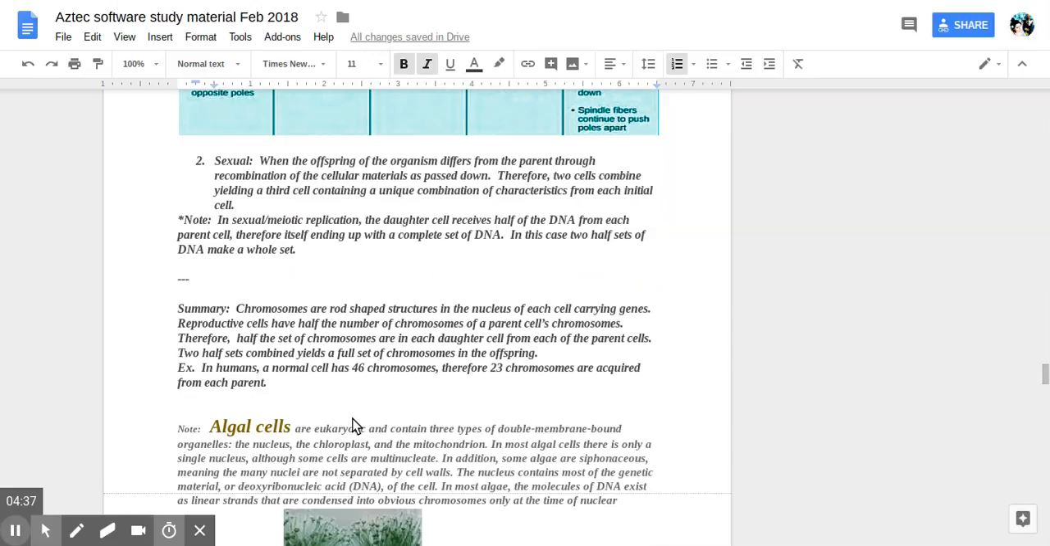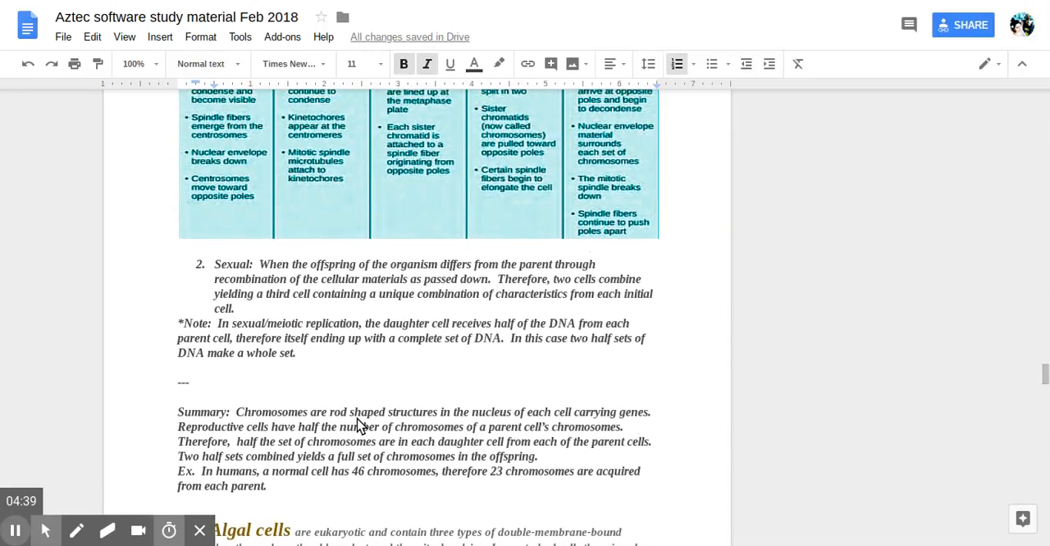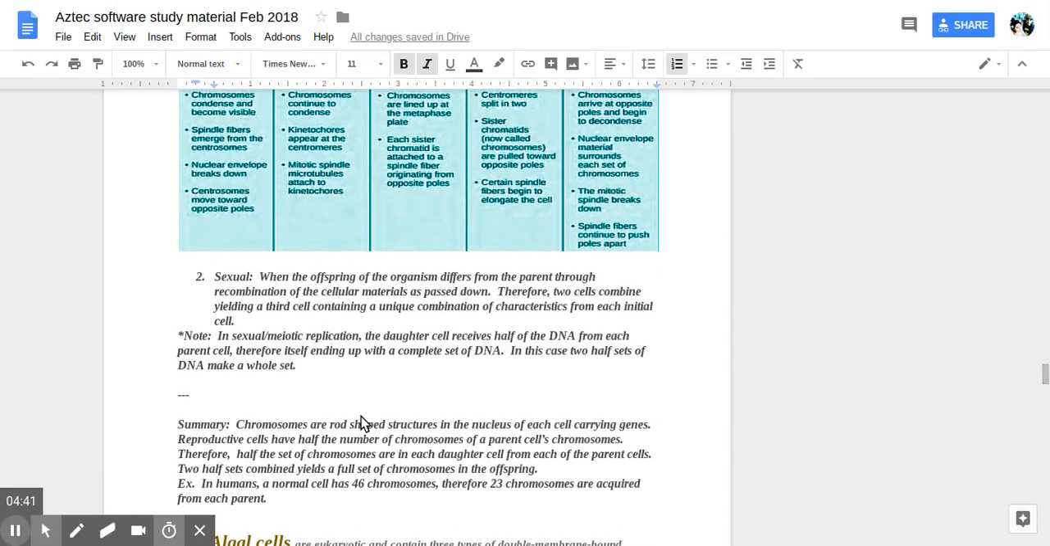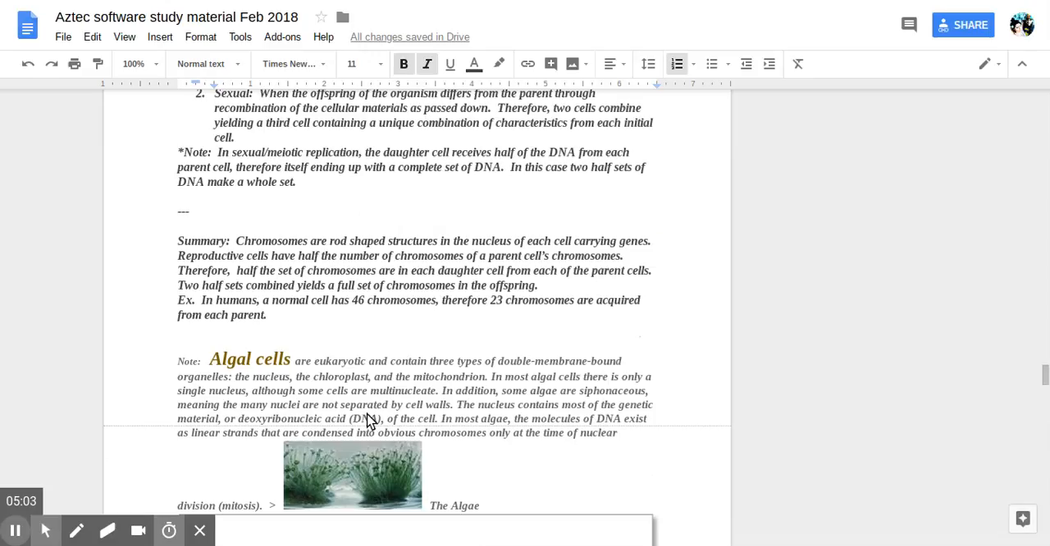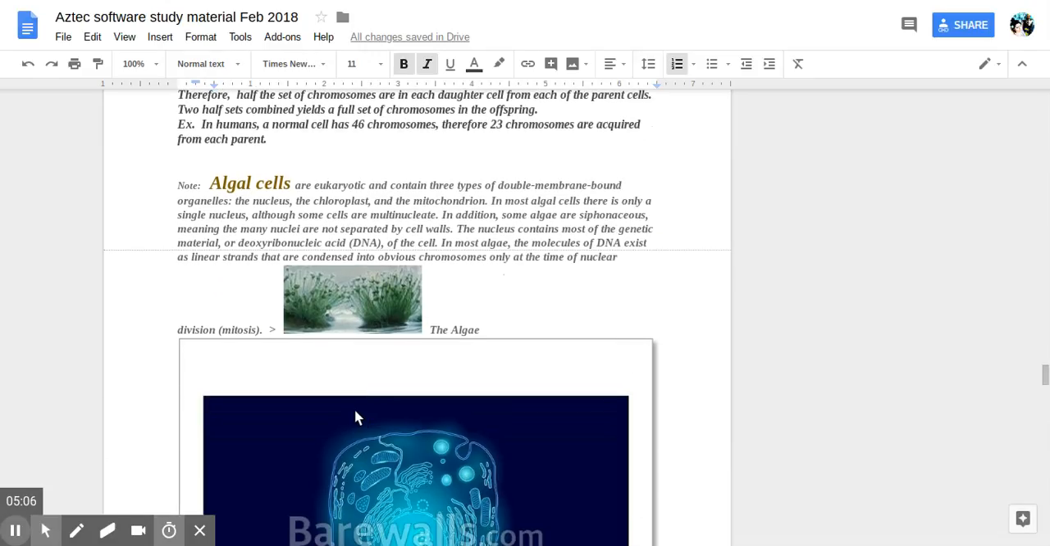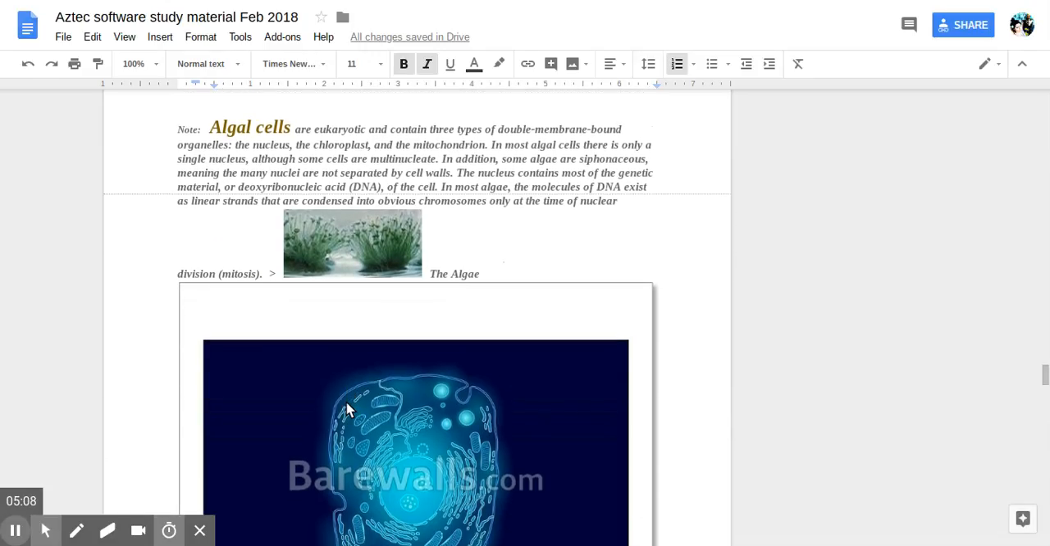In summary, chromosomes are rod-shaped structures in the nucleus of each cell carrying genes. Reproductive cells have half the number of chromosomes of a parent cell. The half sets from each of the parent cells yield a full set in the offspring. For example, in humans, 23 chromosomes are acquired from each parent, equaling 46 chromosomes in each of the cells of a normal organism.